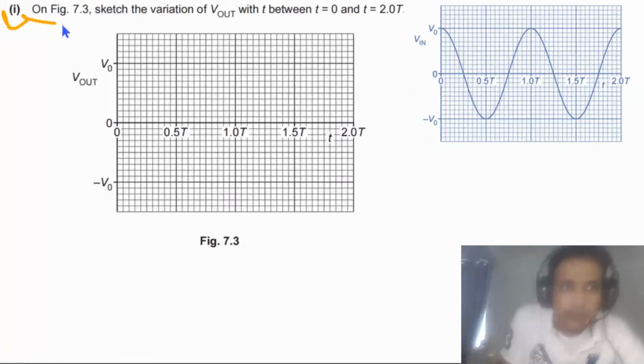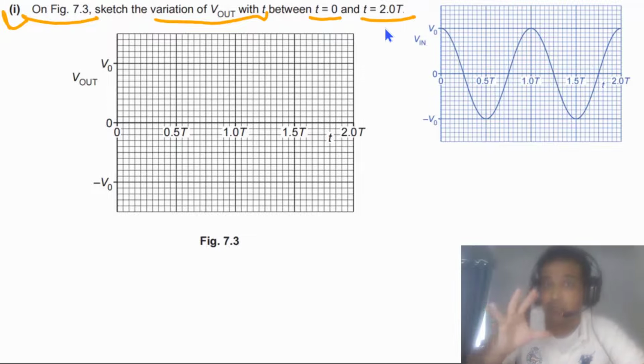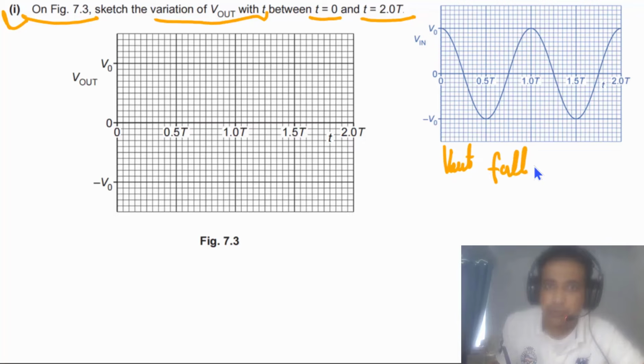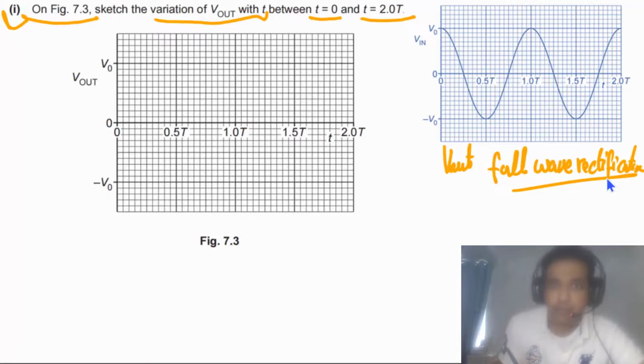For part B1 on figure 7.3, we need to sketch the variation of V out with T between T equal to 0 and T equal to 2.0 capital T. Capital T represents the time period. We have already discussed that in this case we are using a bridge rectifier. So V out is full wave rectification. So we can write down here: V out is full wave rectification, because in this case we are using a bridge rectifier. Full wave rectification simply means that current flows only in one direction.